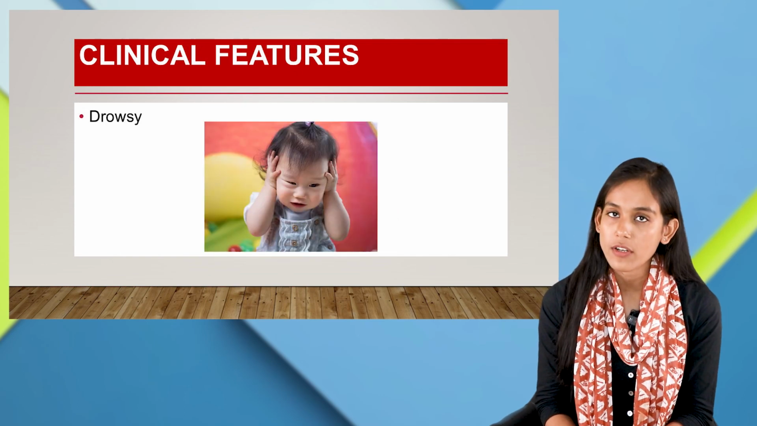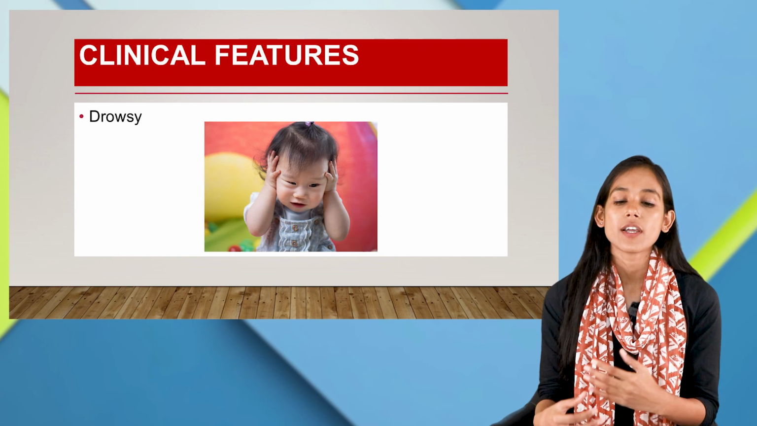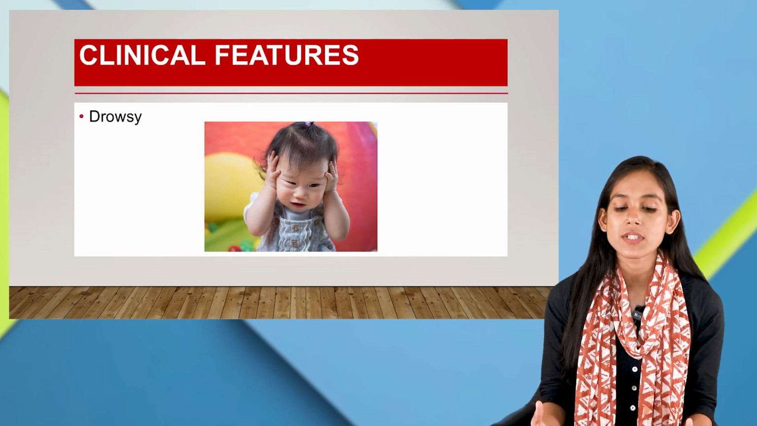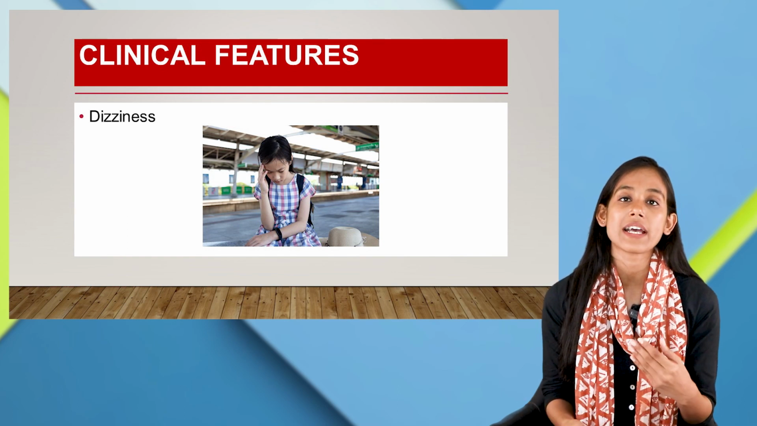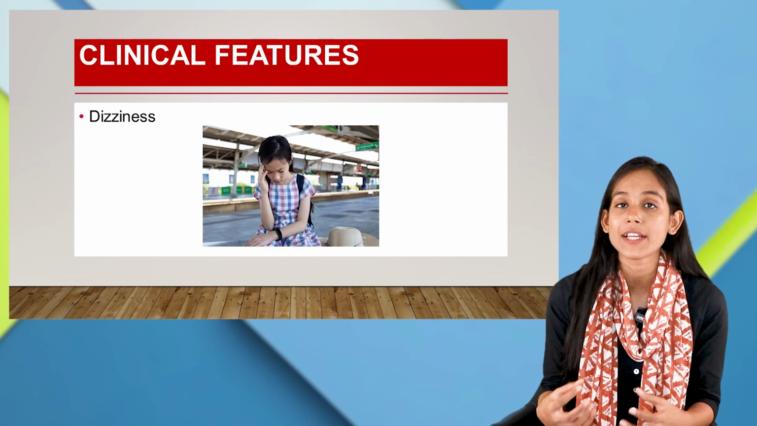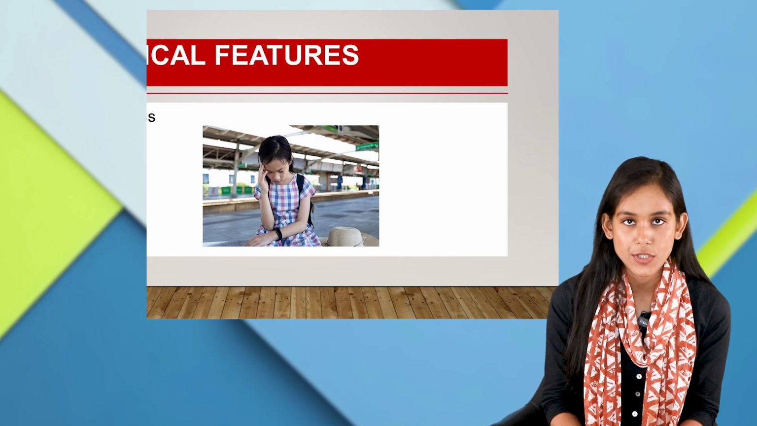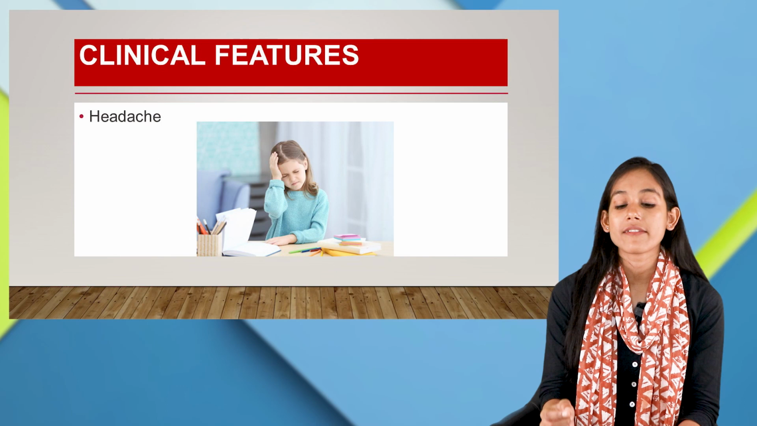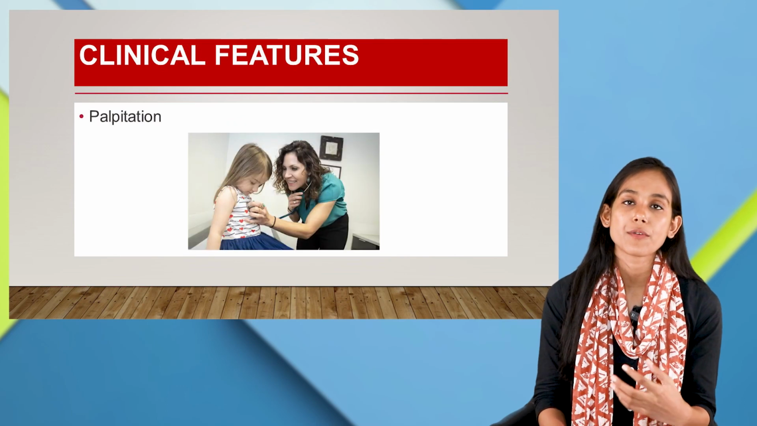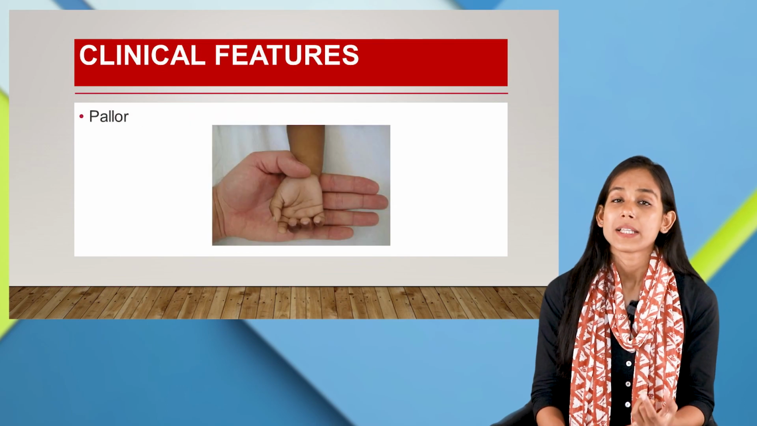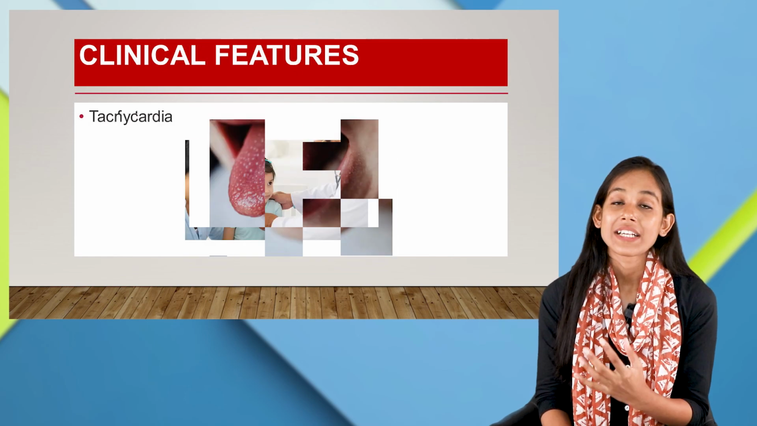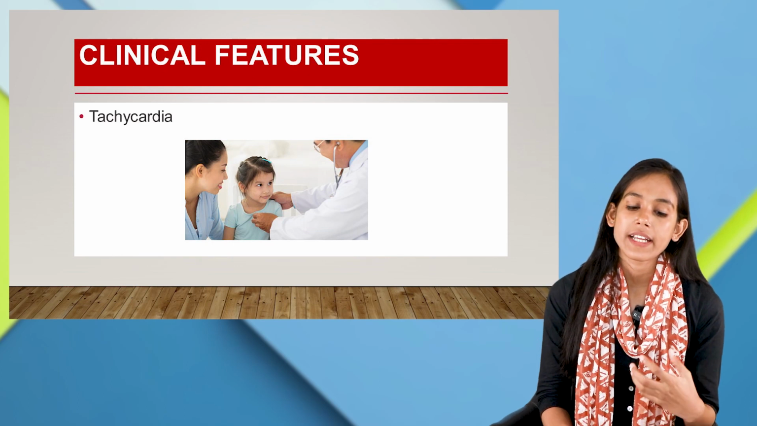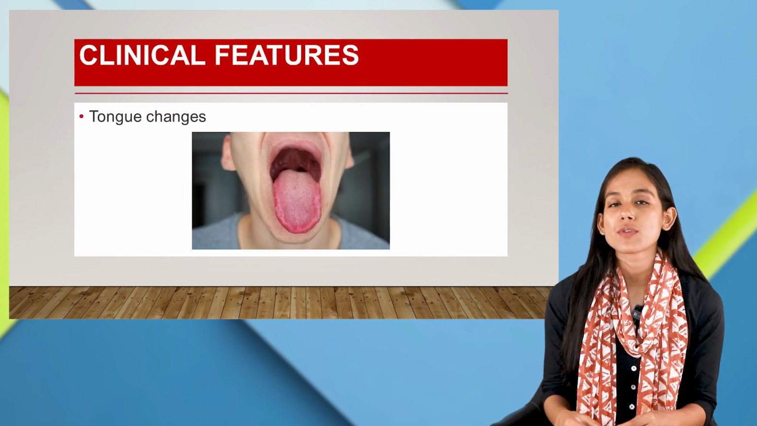Again, the child will have shortness of breath, lethargy, the child will feel drowsy, and dizziness will be there. Now all these things are because adequate oxygen is not reaching the tissues. Apart from these, a child might have headache, palpitations, or pica signs. Also we can see there might be pallor, angular cheilosis, beefy tongue, tachycardia, and even the child might have pharyngeal webs, and also there might be tongue changes. So these are the clinical features.